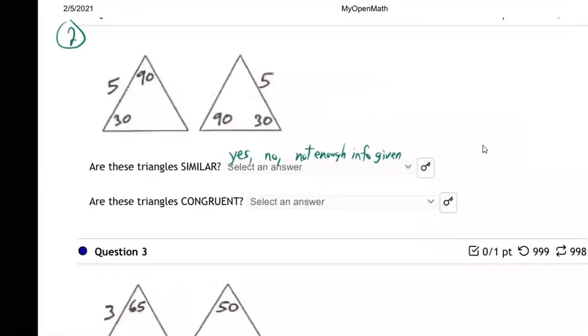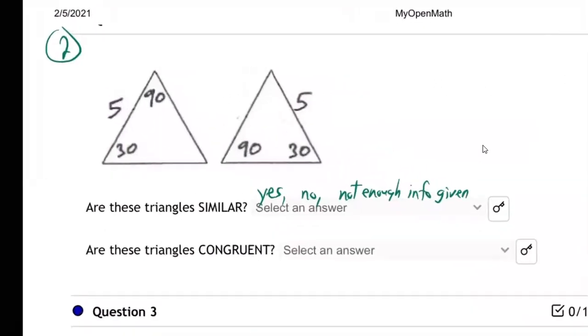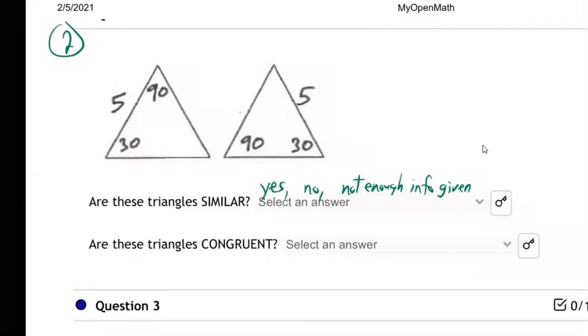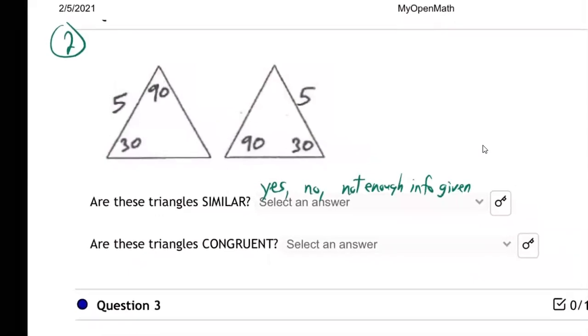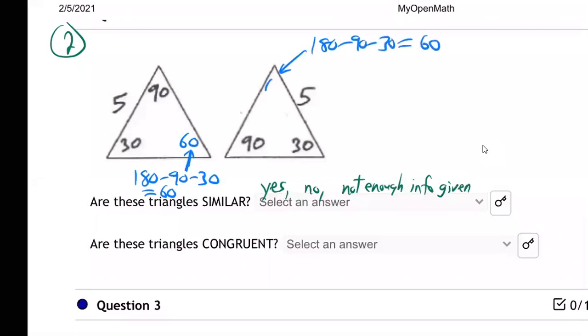Start there. So on these problems where I give you the two triangles, try to start with the angles. That's a good place to start. So let's do that. Can we find this angle right here? We can do it with the 180 thing, right? 180 minus 90 minus 30. What does that equal? 60. Yeah, so this one's got to be 60. And then we can find this one right here, same thing. 180 minus 90 minus 30, 60.